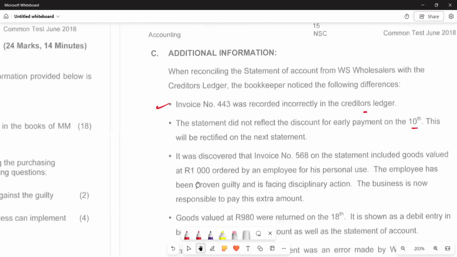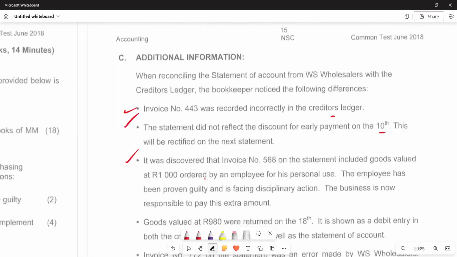So if you go to the next transaction, you'd see that it reads, we are now here. Remember, we've looked at this. It was discovered that invoice number 568 on the statement included goods valued at 1,000 ordered by an employee for his personal use. The employee has been proven guilty and is facing disciplinary action. The business is now responsible to pay this extra amount.